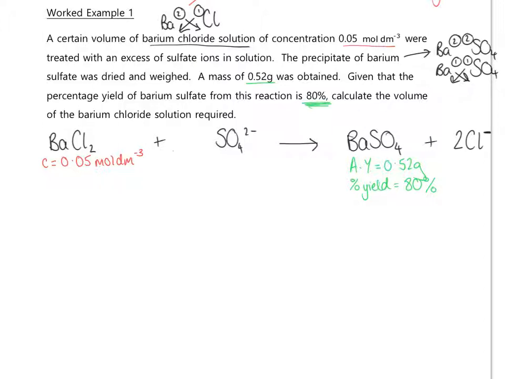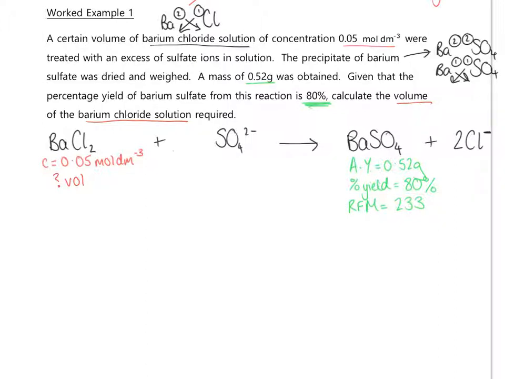And we'll also need our RFM of this. Again, you can pause and work that out for yourself. But barium has a mass of 137, sulfate of 32, and oxygen of 16, but there's 4 of those. That gives you a total RFM of 233. And then what I am asked to work out is the volume of barium chloride solution required. So I'm going to put here, I'm working out the volume of barium chloride.